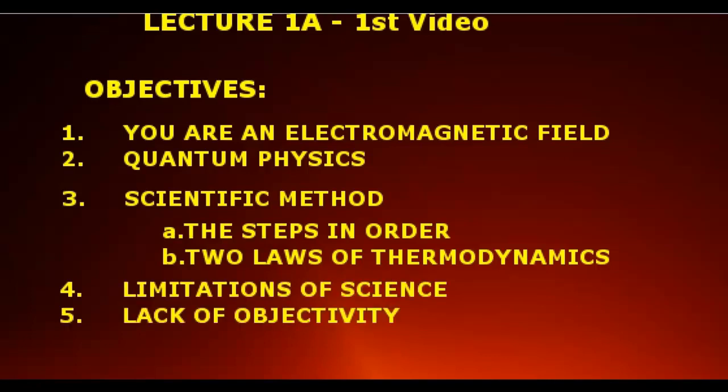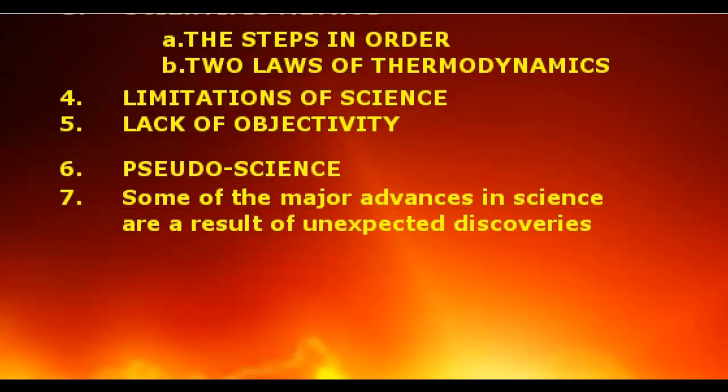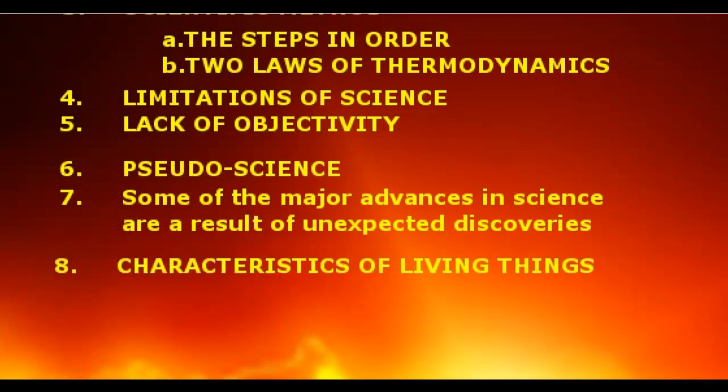Limitations of science. We're going to look at lack of objectivity, how we really cannot be objective. Look at pseudoscience. Lab book talks a little bit about pseudoscience. Pseudo means false, so false science. And we're going to look at some of the major advances in science that are a result of unexpected discoveries. And characteristics of living things.